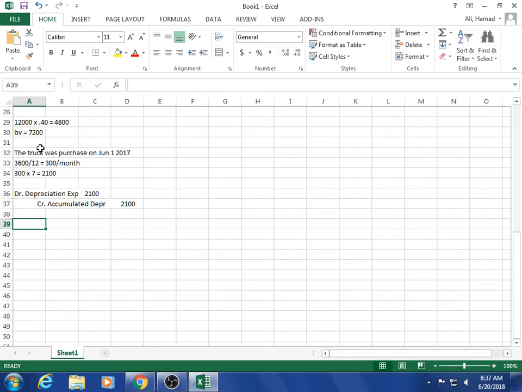We still have to go to 2,000. So the difference is going to be a loss because we got rid of it before it fully depreciated. So we're going to debit accumulated depreciation. At that year, it was at its book value, which is 5,600, and we credit the truck at 20,000, and the rest is going to be a loss.